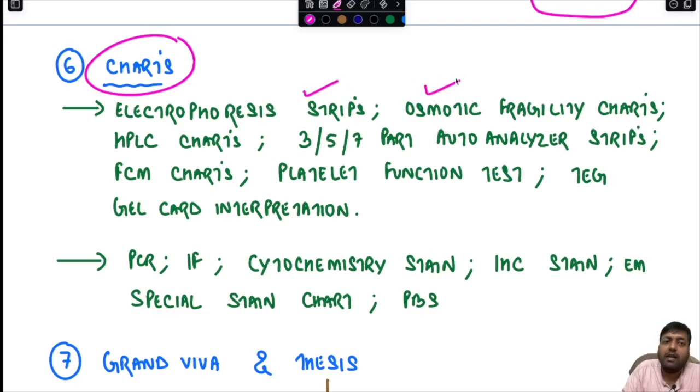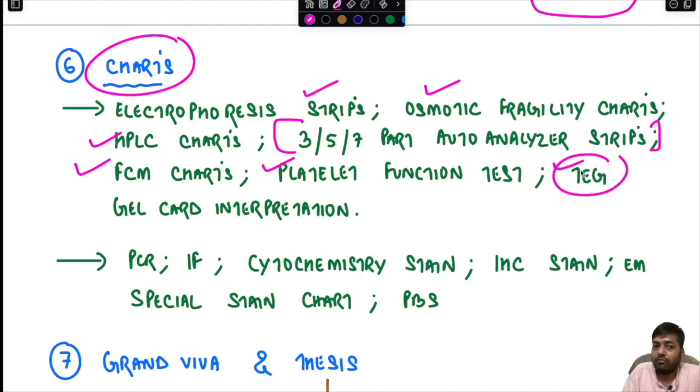Osmotic fragility charts might be there, HPLC charts will be there, 3-part, 5-part, 7-part autoanalyzer strips will be there, flow cytometry charts can be there. Platelet function test graphs, which I have discussed, can be brought by the examiner. Thromboelastographic graphs can be kept in the exam. Gel card interpretation for blood banking can be asked, and that interpretation has been discussed. Then PCR, immunofluorescence charts, and cytochemistry stains, they might just have a picture of that.